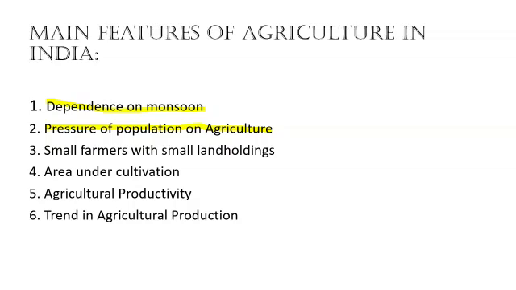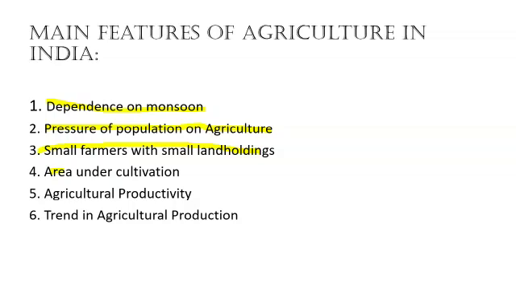Number 3, small farmers with small land holdings. The main feature of the agriculture sector is domination of small farmers with small land holdings. It creates obstacles for the introduction of farm mechanization and productive incomes from farm operations.